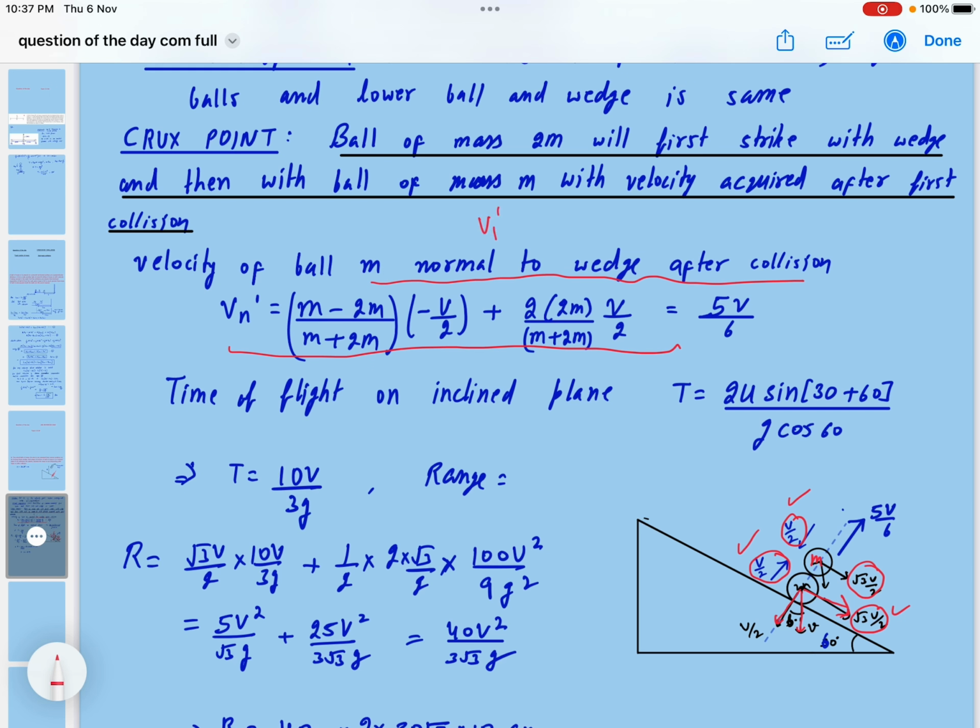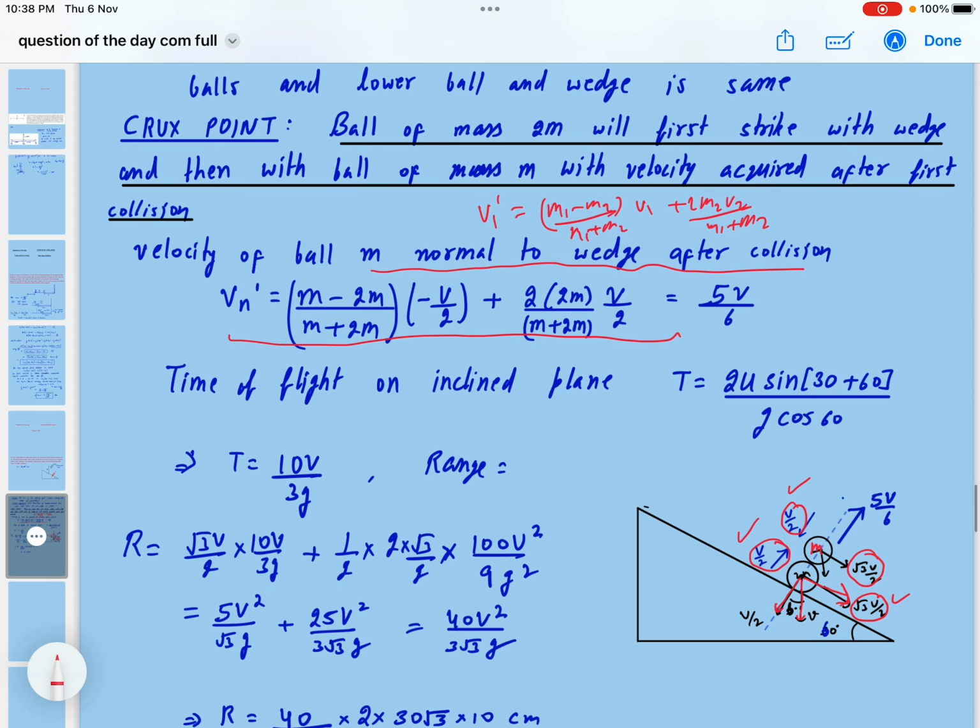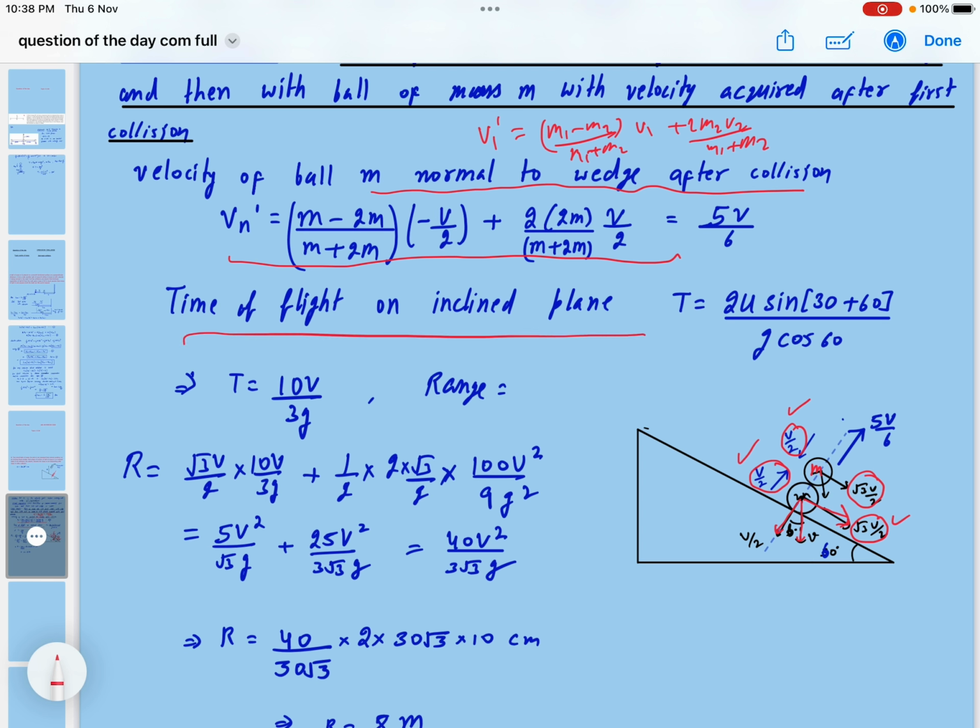So v1 dash is equal to m1 minus m2 upon m1 plus m2 into v1 plus 2 m2 v2 upon m1 plus m2. That is the formula for elastic collision, and it is for completely head on. If it is not a head on collision, then along the common normal you can apply that formula. Now the time of flight on the inclined plane will only depend on this component, 5v by 6. So we find the time of flight, which we get as 10v by 3g.